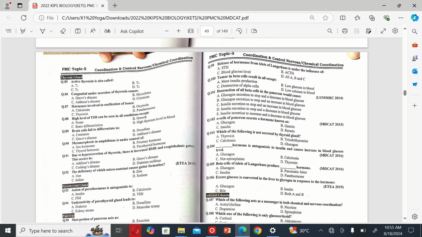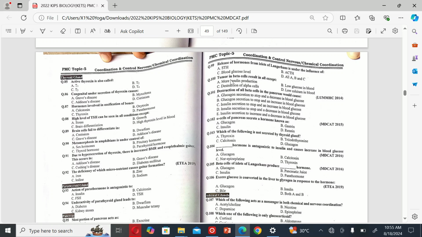Beta cells. The next MCQ is: release of hormone from islets of Langerhans is under the influence of A. STH, B. ACTH, C. Blood glucose level, and D. All A, B, and C. So the correct option is D.